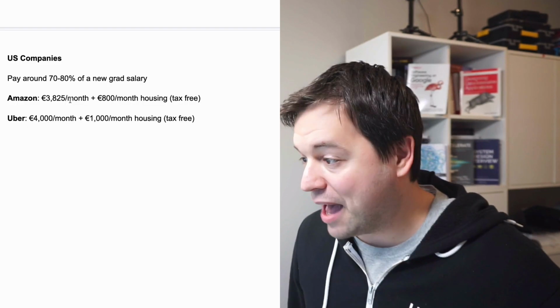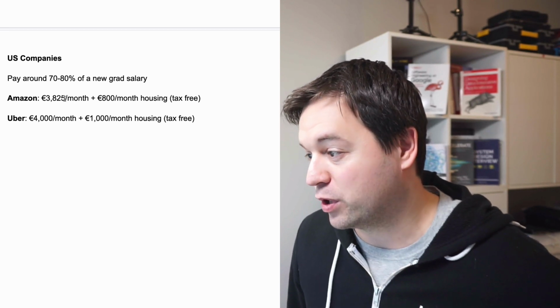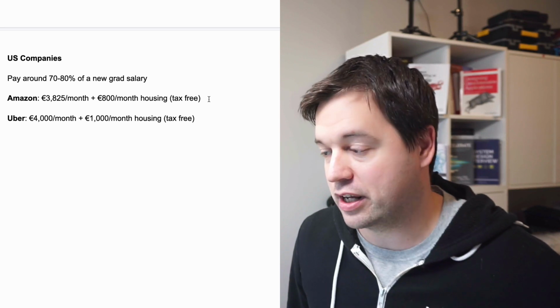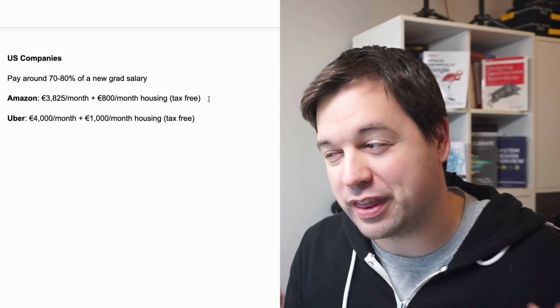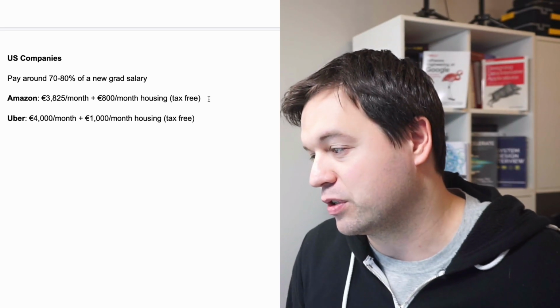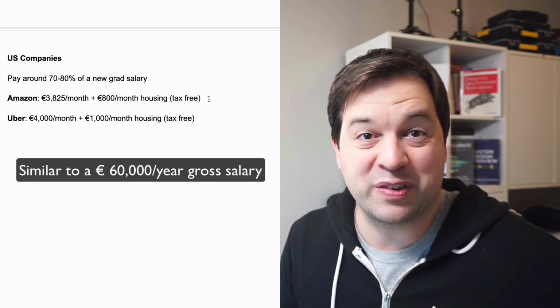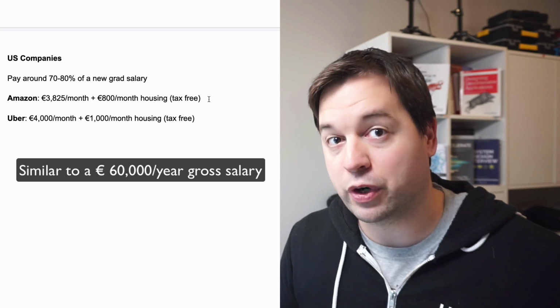US companies who are opening offices in the Netherlands think a little bit differently, and they pay differently as well. So let's look at what this means specifically. Amazon will pay $3,800 per month, plus $800 with housing, which is actually tax-free. Uber will do around 4,000 euros and 1,000 euros in housing. If you add up the numbers, this will account for a gross salary of around 60,000 euros per year, which is pretty high in the Netherlands.